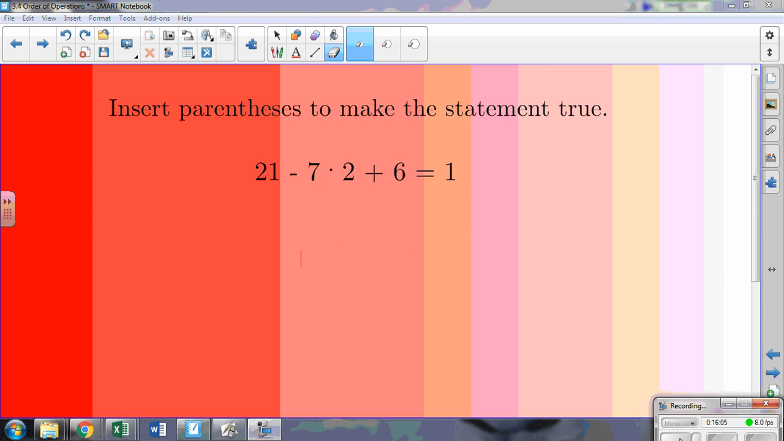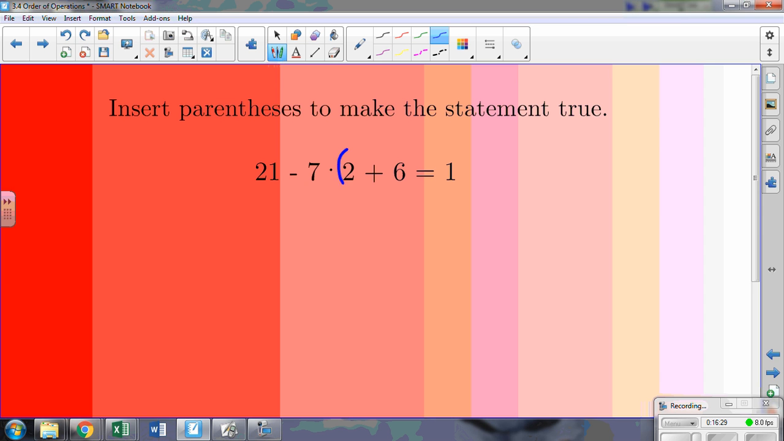Let's try this with another one. 21 subtract 7 times 2 plus 6. So the same stuff on the left, but instead of equaling 34, now we need it to equal 1. So what can we do to get that happening? Now let's just take a guess. And I'm going to take a guess and simply say, what if we do adding first? Okay, if we did adding first, then we'd have 21 minus 7 times 8, which would be 21 subtract 56, and 21 subtract 56 is definitely not 1, so that's not going to work.